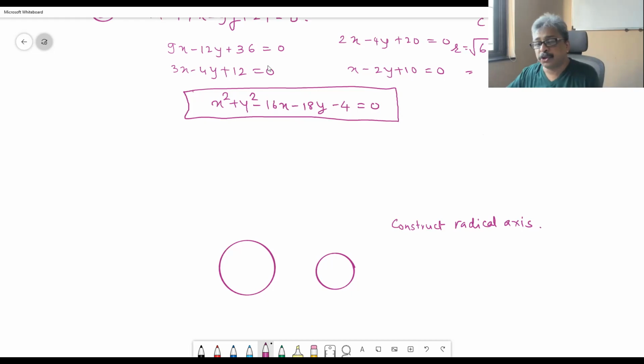Okay, you should be able to give me a step-by-step procedure of constructing the radical axis. Maybe 2 or 3 different procedures. The simplest amongst them is, we know the procedure of drawing direct tangents. Draw both direct tangents. Get the points of contact.